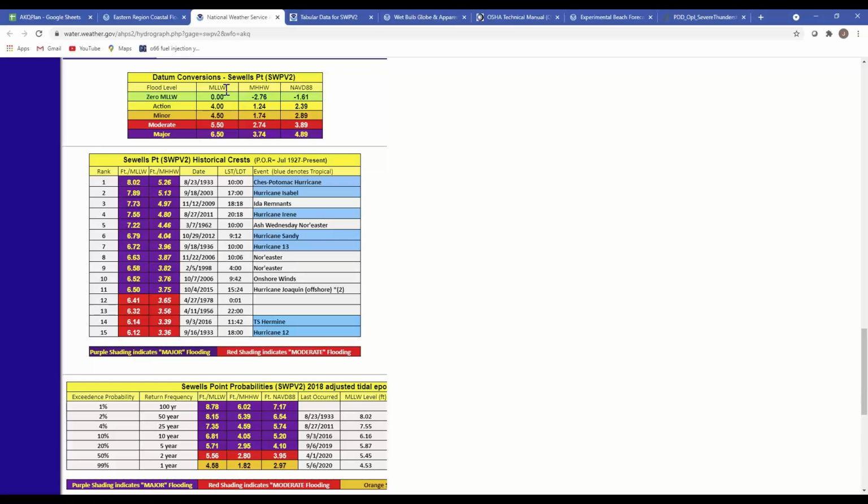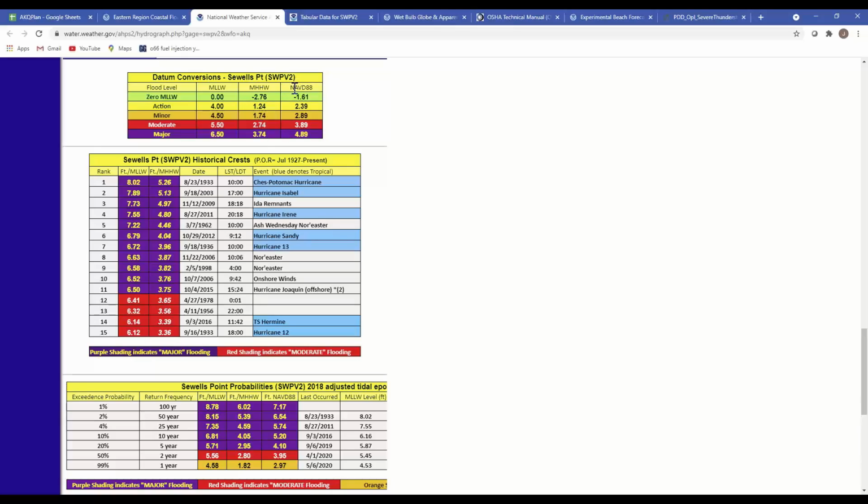Everything that we do in our forecast and on the hydrographs that you see is always done to mean lower low water. So this tells you that minor flooding starts at 4.5 feet mean lower low water, moderate at 5.5, major at 6.5. Now some of the mapping services and other things use mean higher high water. And so we basically put the categories there for what the different flood stages are.